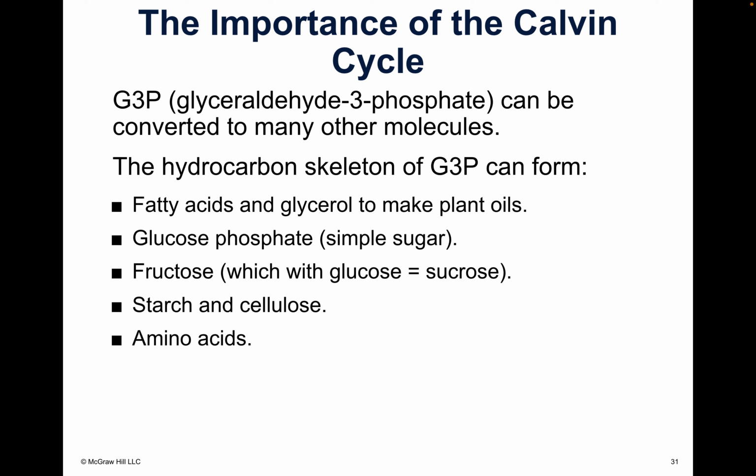So the importance of the Calvin cycle is G3P, which, let's see if I can pronounce this, glyceraldehyde 3-phosphate. There you go. It could be converted to many other things. The hydrocarbon skeleton of G3P can form fatty acids, glucose phosphate or simple sugars, fructose, starch and cellulose, and amino acids. There's not a star beside that. I would highly suggest, like I said, step 1, step 2, step 3, you write out the Calvin cycle that way, because you will be able to see it a lot better, at least for me.